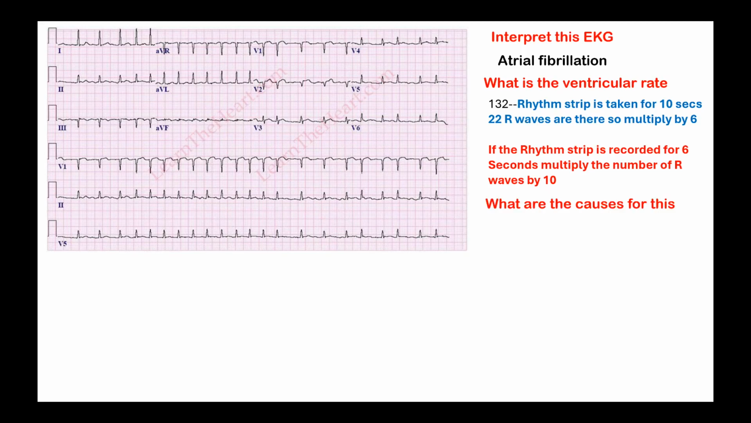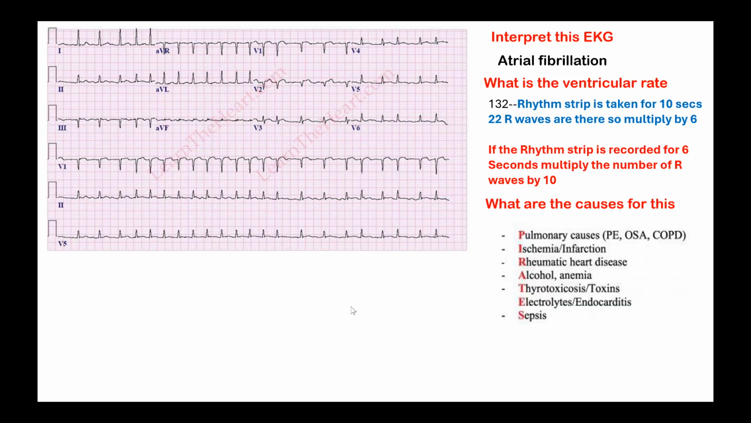What are the causes of atrial fibrillation? This is very common, mitral stenosis, that we have to know. Cardiac causes, non-cardiac causes. Mitral stenosis, sir. Thyrotoxicosis. So you can remember it by the mnemonic PIRATES: Pulmonary causes, embolism, IHD equals ischemic or infarction, rheumatic heart disease, alcohol, anemia, ketoacidosis, toxins.